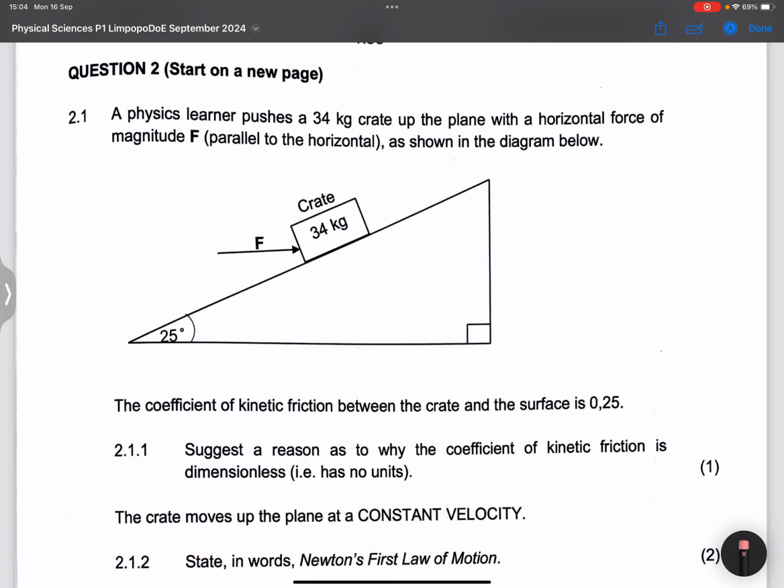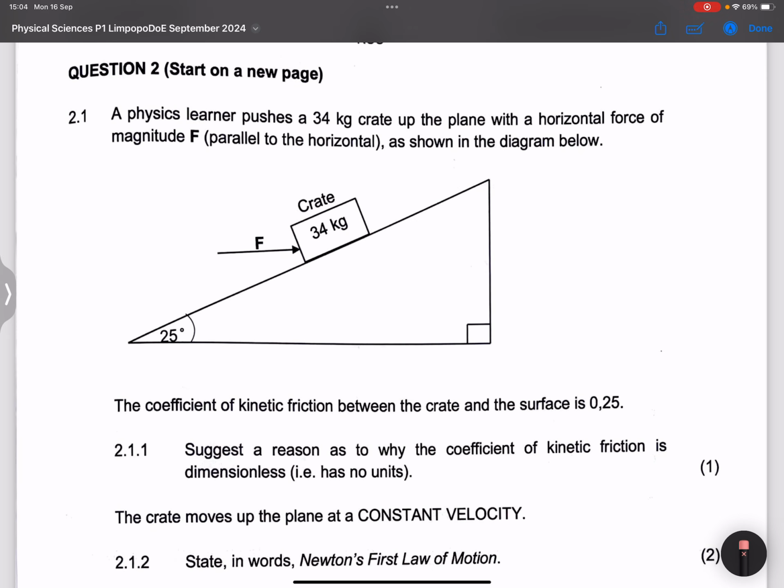All right, now let's go into question 2. They say to us we've got a physics learner that pushes a 34 kilogram crate up the plane with a horizontal force of magnitude F. Now they say to us this force is parallel to the horizontal, as shown in the diagram. They say the coefficient of friction between the crate and the surface is 0.25.